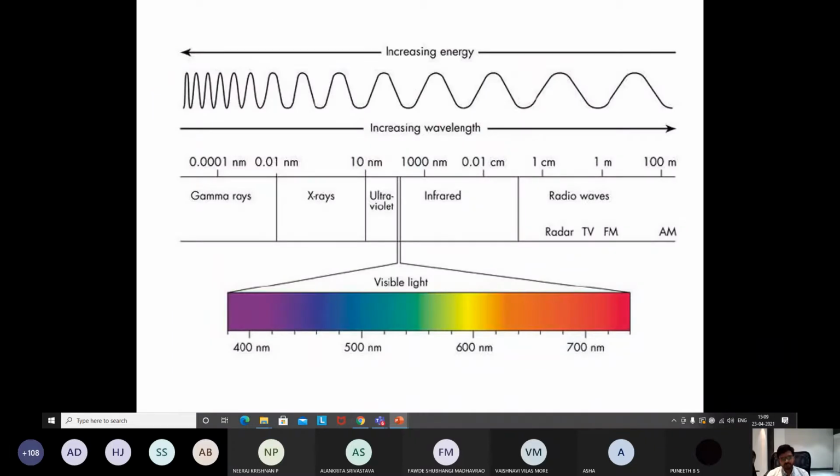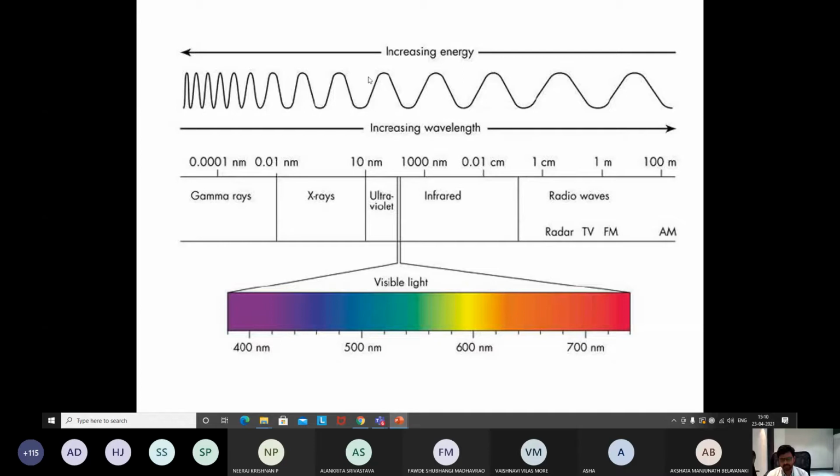So what is wavelength? If you see these waves, the distance between two waves is called the wavelength. Here there are gamma rays, X-rays, ultraviolet rays, and this is the visible range, 400 nanometers to 700 nanometers. So colorimeters can only deal between these wavelengths. Above 700 are infrared and radio waves. Below 400 are gamma rays, X-rays and ultraviolet rays.